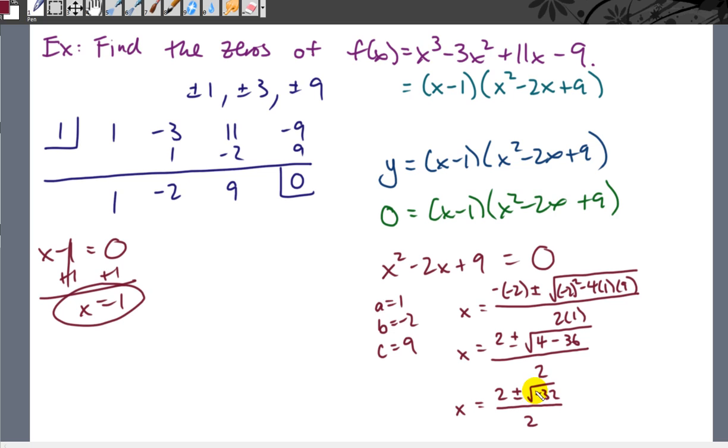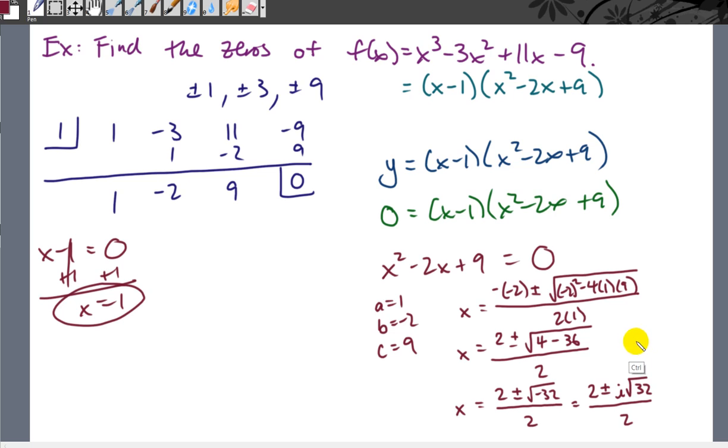The negative under the root implies that we're going to get two imaginary solutions. So the zeros are going to be imaginary, which means you cannot see the x-intercepts if you were to graph this. But we can still solve for x. This is the same thing as 2 plus or minus i times the square root of 32, divided by 2. Recall that i equals the square root of negative 1.